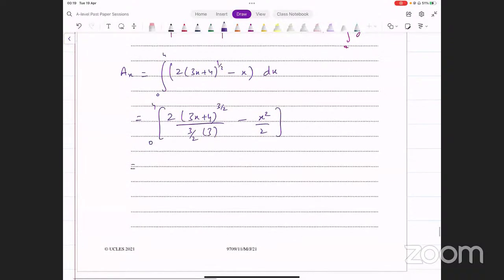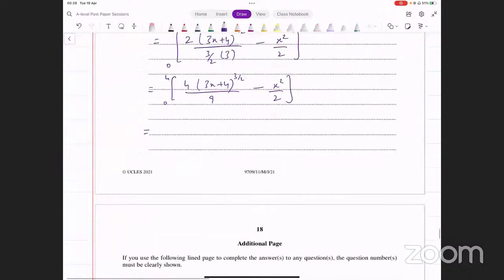ठीक है, 4 input करेंगे तो क्या आएगा? 2 into... अच्छा, लिमिट डालने से पहले इसको सिंप्लीफाई कर लें, that's actually better. आपकी कंफ्यूजन थोड़ी कम होगी. 0 से 4 तक इसको सिंप्लीफाई करते हैं. ये जो नीचे वाला 2 है, that's going to go to the numerator and it's going to become 4 into 3x plus 4 whole raised to power 3 over 2. In the denominator, we've got 3 into 3, that's 9. And now we can input the limits.